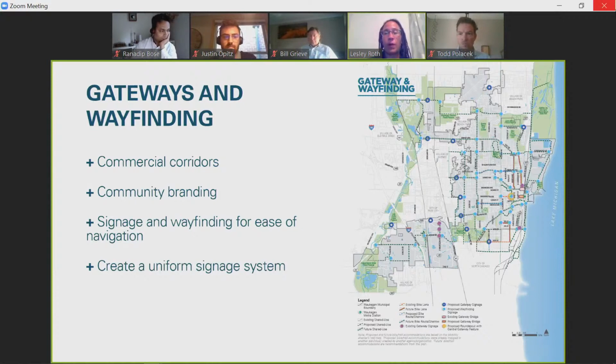We recommended in the comprehensive plan to create a uniform signage system. There are some signs in the city already. There are some gateway and wayfinding signage, particularly off the freeway system and along the lakefront. However, a comprehensive system is recommended to be planned and implemented throughout the entire city.